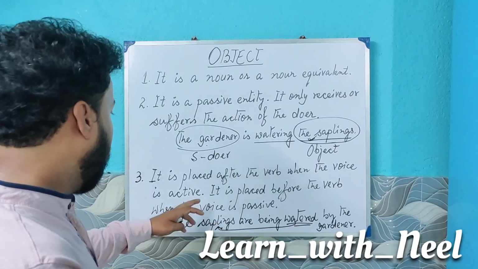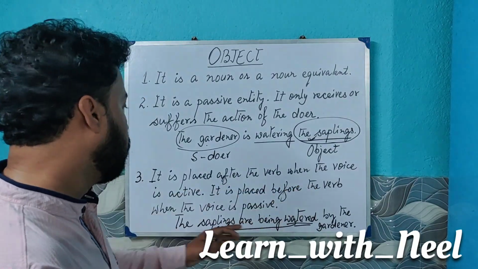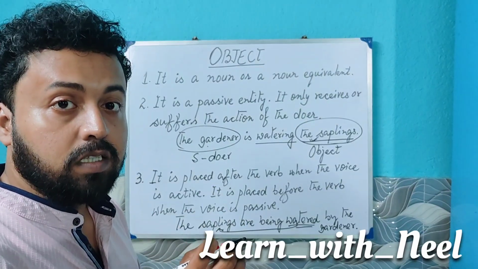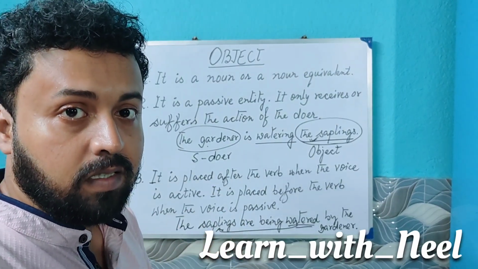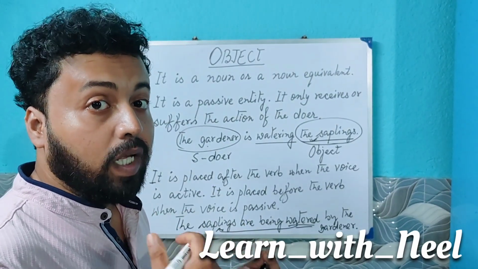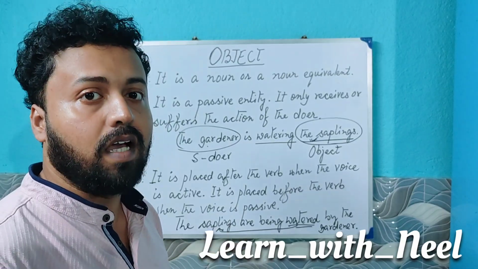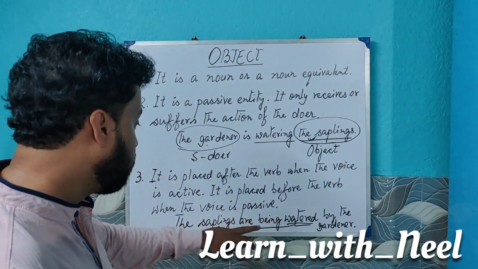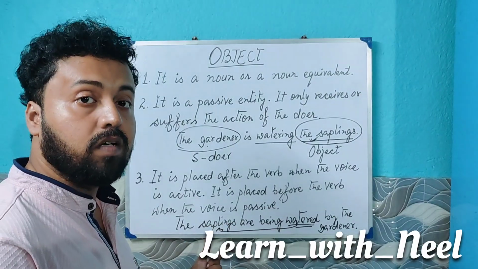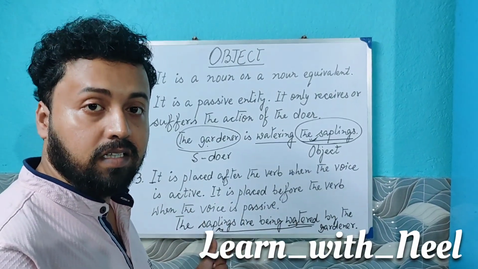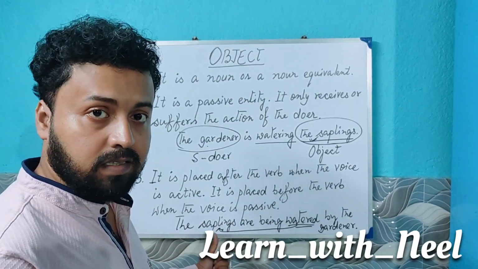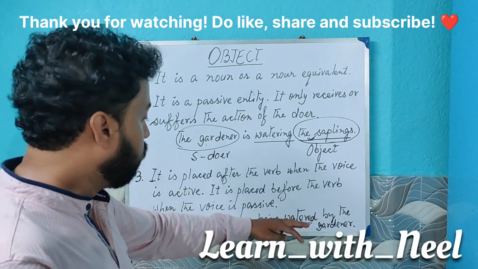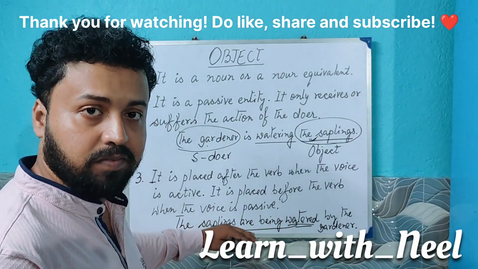Okay? And it is placed before the verb when the voice is passive. When the subject denoted by the verb does not do anything, rather receives the action, the voice becomes passive. The subject denoted by the verb is saplings, and the saplings are receiving the action. They are being watered. Hence, the saplings is an object here, and the voice is passive.